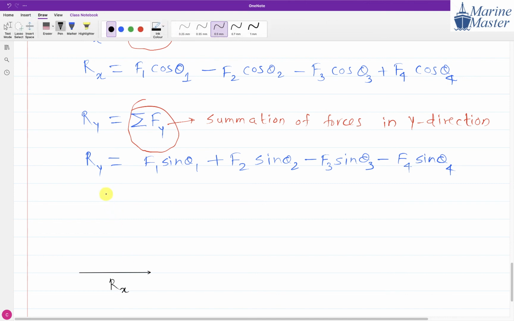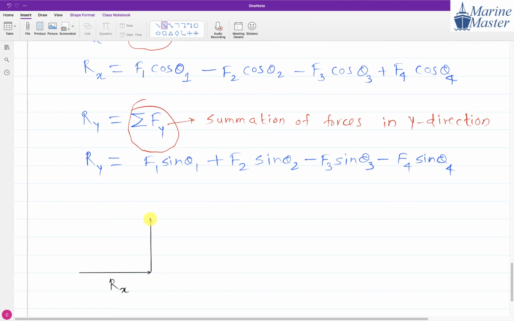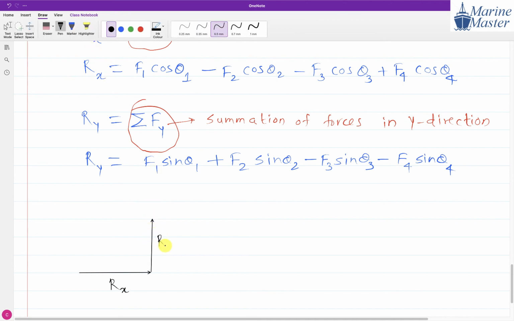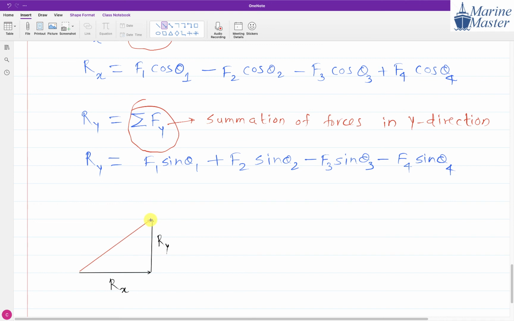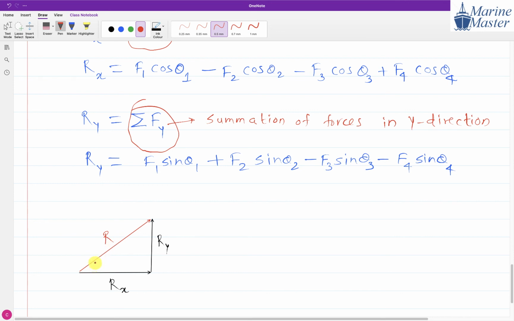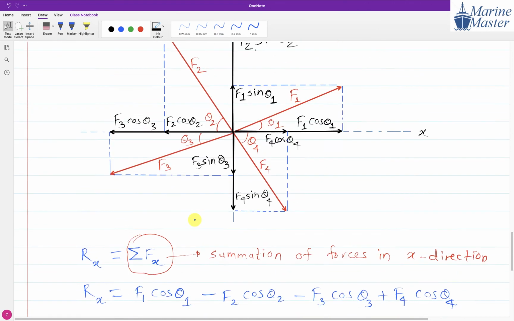So try to see the scenario. This is Rx. Then we will draw our Ry. Try to see the scenario here. So this is our Ry. And then the closing side of the triangle will become the hypotenuse, R. That hypotenuse will be our R. This angle we will assume, suppose, as alpha. Rx and Ry are perpendicular to each other. Yes, sir. So by Pythagoras theorem, see the scenario.